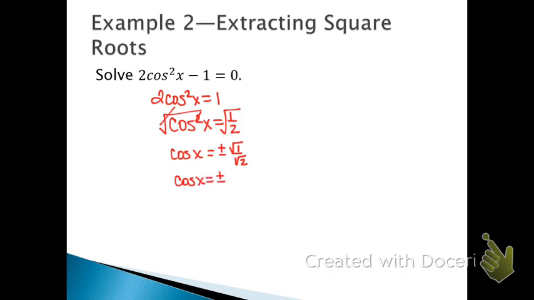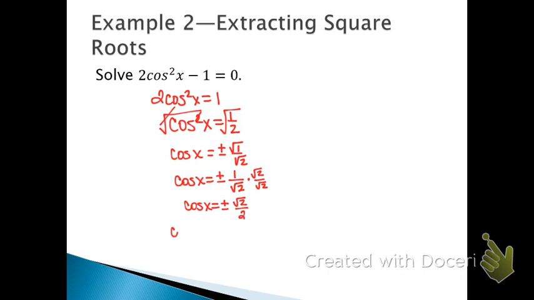What's the square root of 1? Square root of 1. Over. Do we have an exact square root of 2? No. So leave a square root of 2, except we can't do that. Good. Can't have the radical on the bottom, so let's move it. So cosine of x is equal to plus or minus square root of 2 over 2.